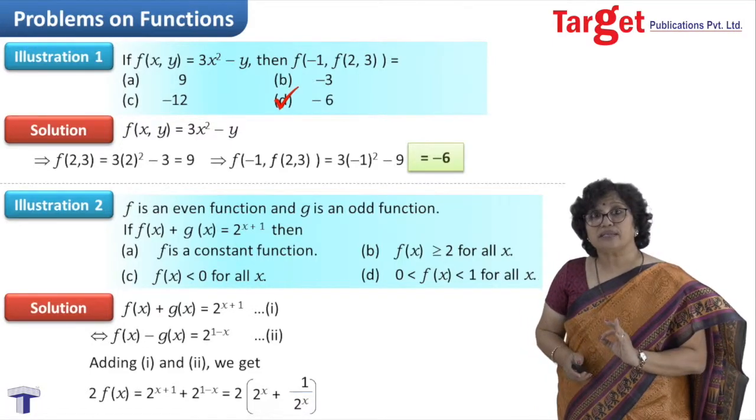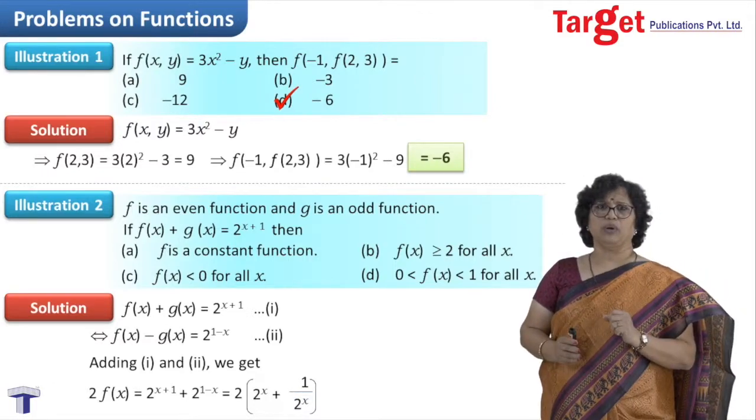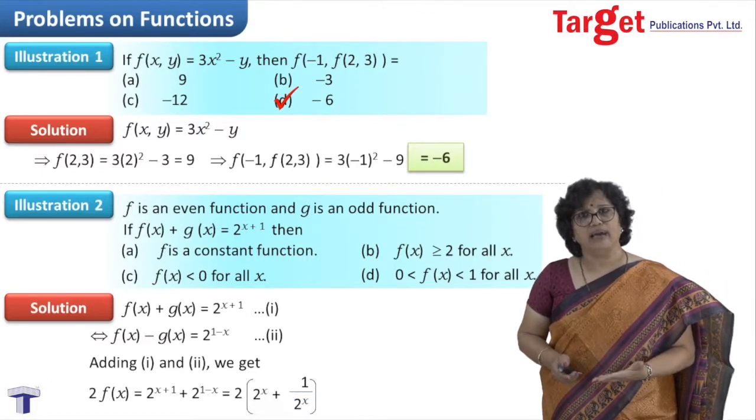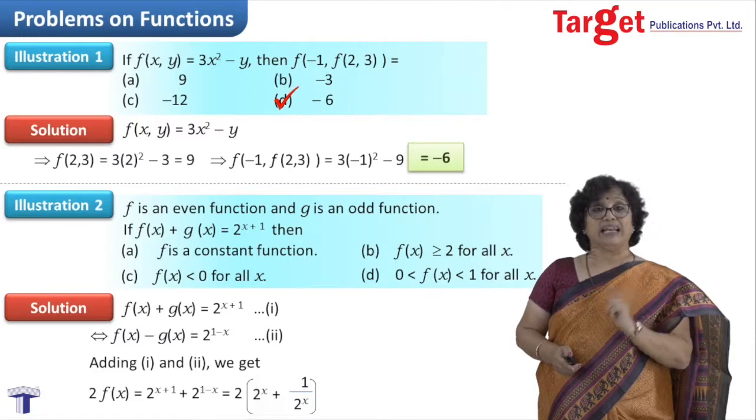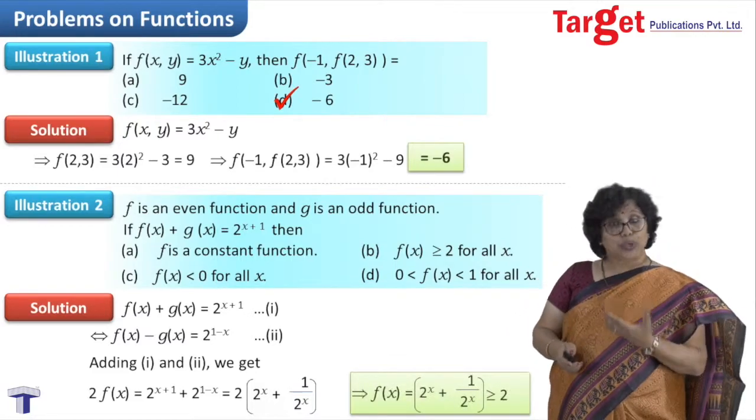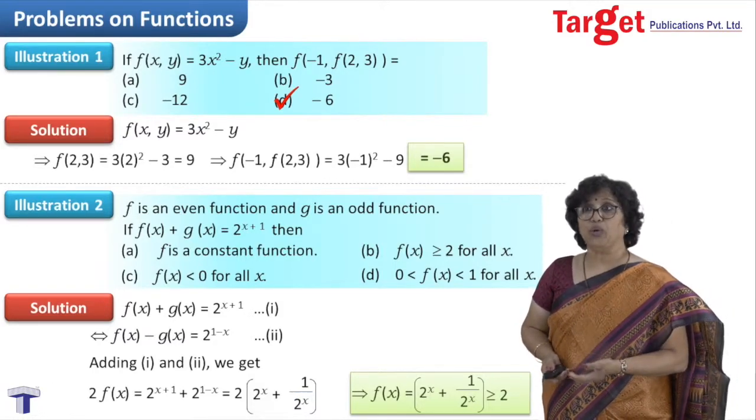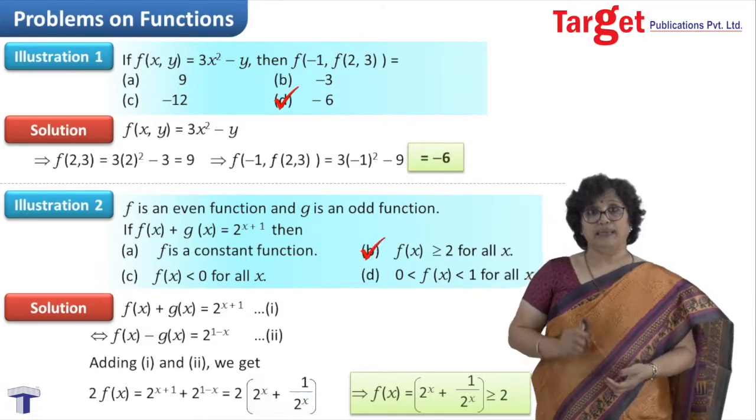Now 2 raised to x is a positive quantity. 1 upon 2 raised to x also is a positive quantity. So obviously we will be using the result for t greater than 0. And hence I realized that f(x), which is 2 raised to x plus 1 upon 2 raised to x, would be greater than or equal to 2. So my right option is B.